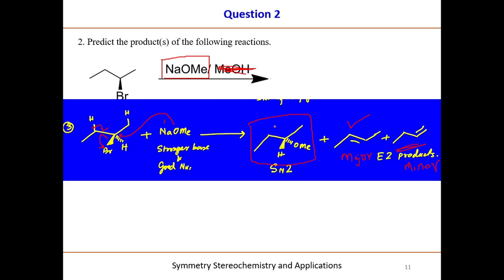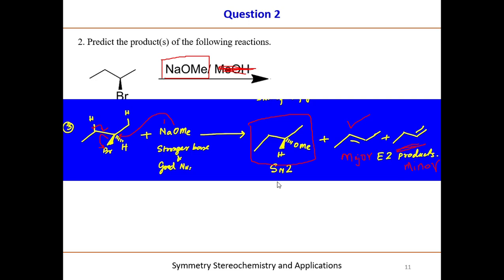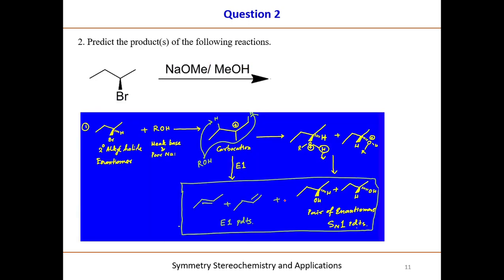Now let's talk about the second condition, with methanol. What will happen with methanol? When the same substrate is treated with methanol, the R is a methyl group only. Methanol is a weak base and a poor nucleophile, and it is also a polar protic solvent. That means it will favor the SN1 mechanism, because SN1 is favorable in a polar protic solvent. The previous one was a polar aprotic solvent, right? This one is a polar protic solvent.